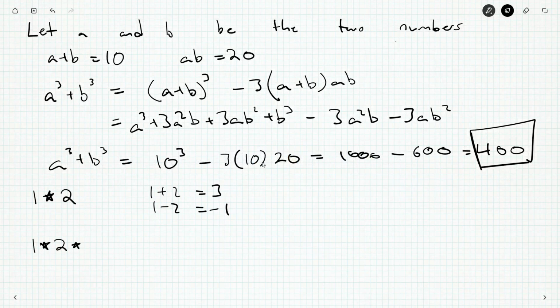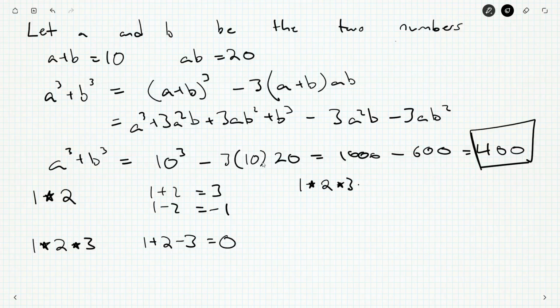How about 1 star, 2 star, 3? Well, it's not terribly difficult to see. If you do 1 plus 2 minus 3, you get 0. So you can do it with 3, you can't seem to do it with 2. Alright, well, let's keep going.